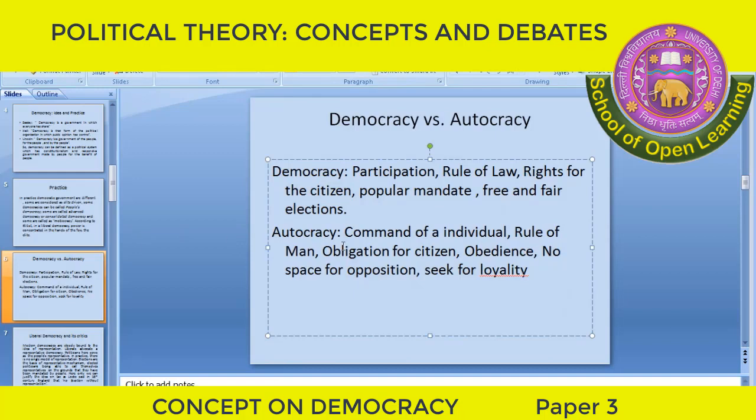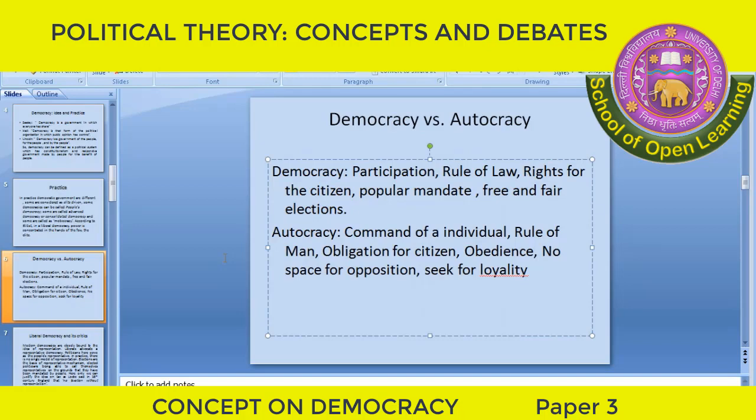Karl Marx also criticized liberal democracy. He says that the state is always in the hands of the bourgeoisie, a mechanism to exploit the masses. So you can say the idea of democracy and democratic values has been criticized by many philosophers.